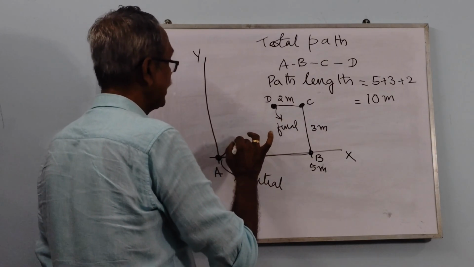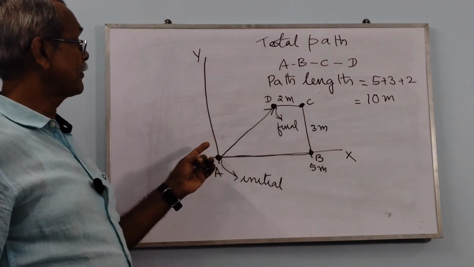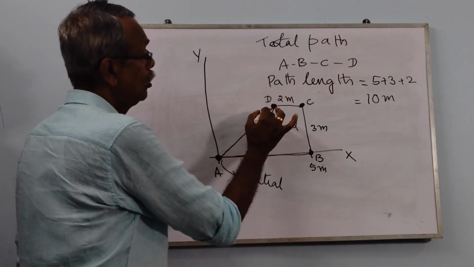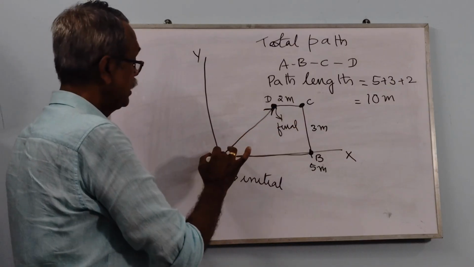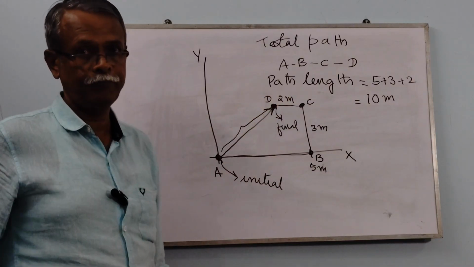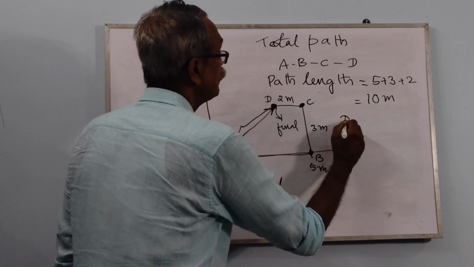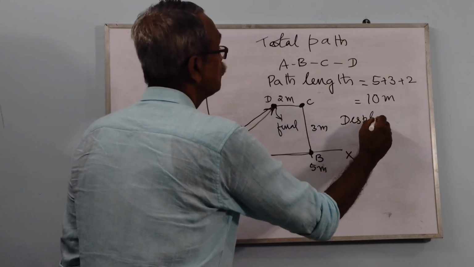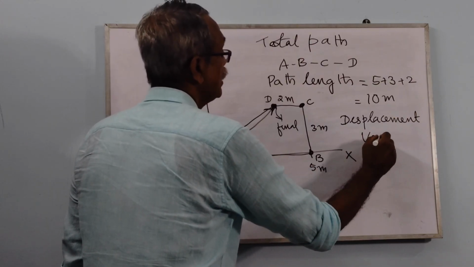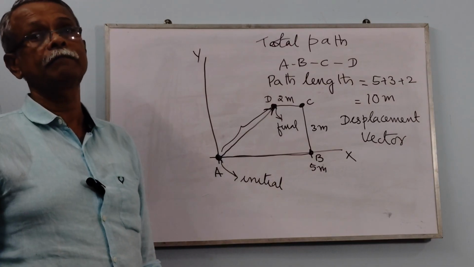You consider a vector like this. Vector we will see in detail later, but that is represented by a directed line segment or an arrow. The head of the arrow represents the direction, the tail of the arrow the starting point, and this length is the magnitude. So this is a vector. That vector is called the displacement vector. So displacement is a vector. Distance travelled is a scalar, but displacement is a vector.